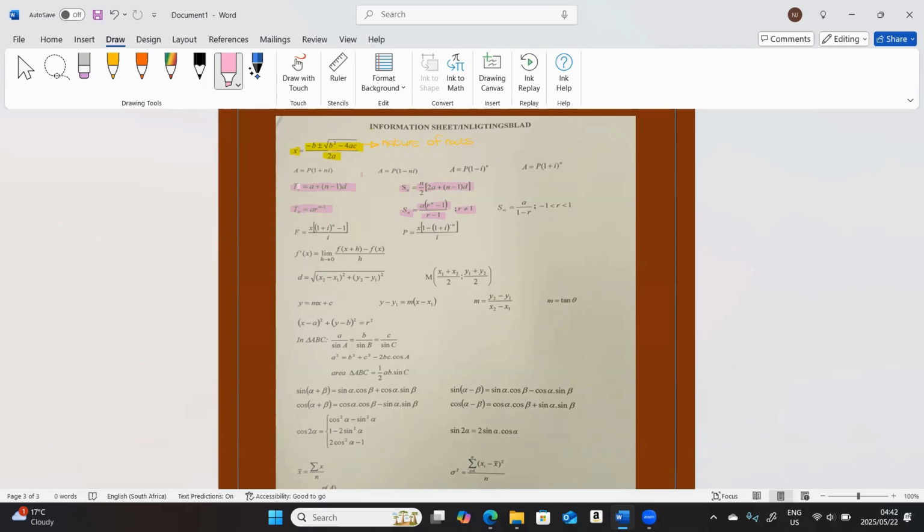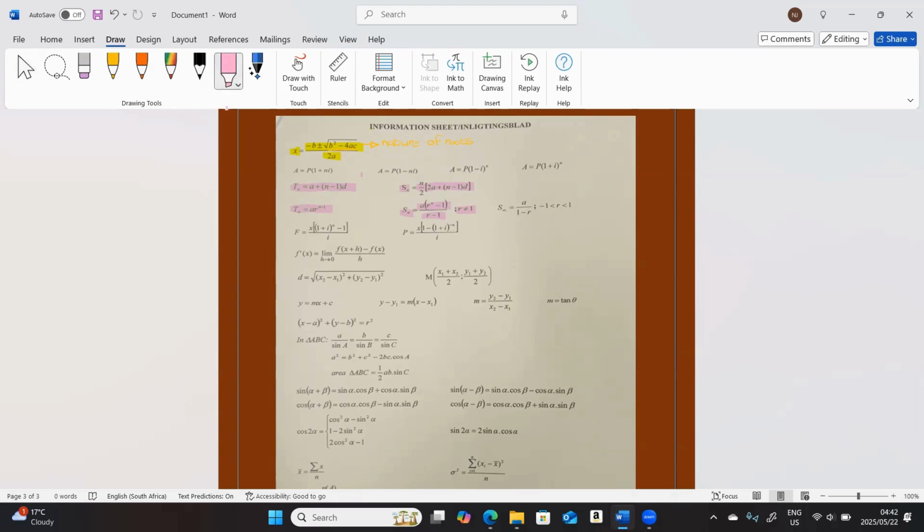R is our constant ratio, and our constant ratio cannot be 1, because if we multiply the previous term by 1, the next term won't change. So we won't have a pattern, or a sequence or a series. So that is why R cannot be 1. It's very important, and that's the reason why we state over here that R cannot be equal to 1.